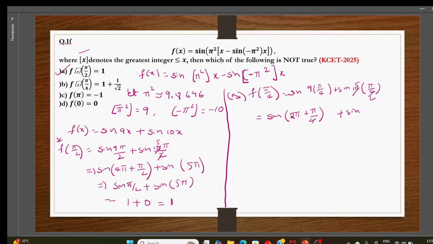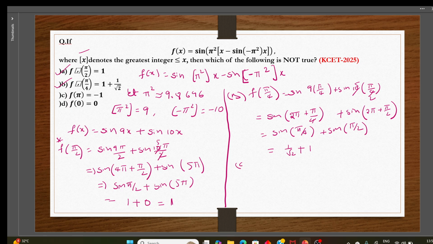Sine 5 pi by 2 means 2 pi plus pi by 2. So we get sine pi by 4 plus sine pi by 2. Sine pi by 4 value is 1 by root 2, plus sine pi by 2 value, 90 degrees, is equal to 1. So option B is also correct.